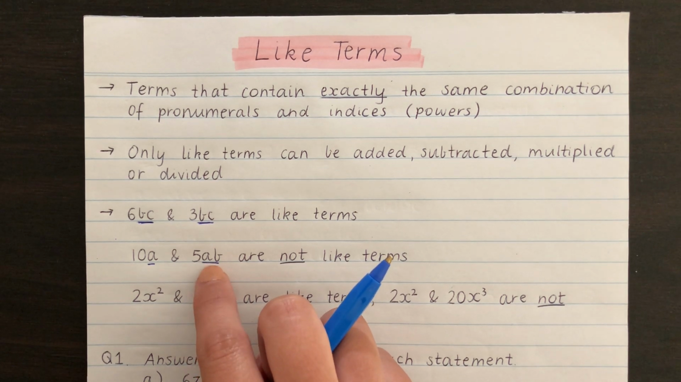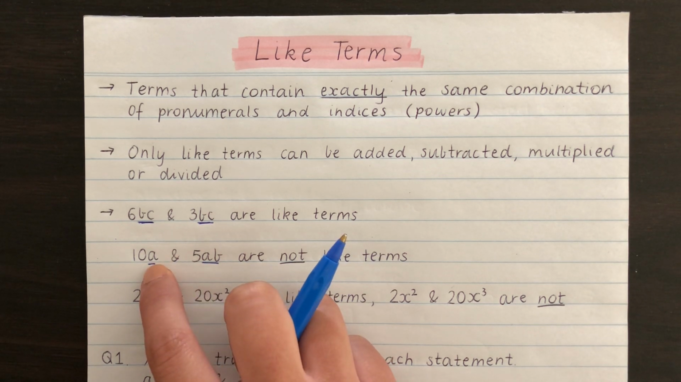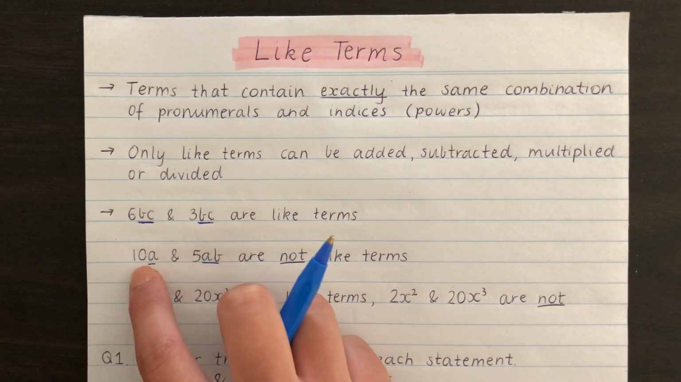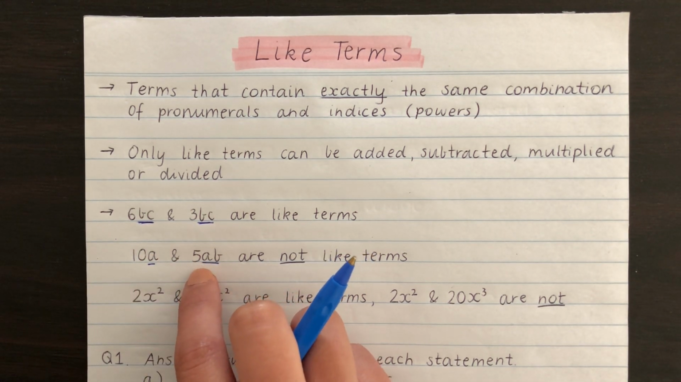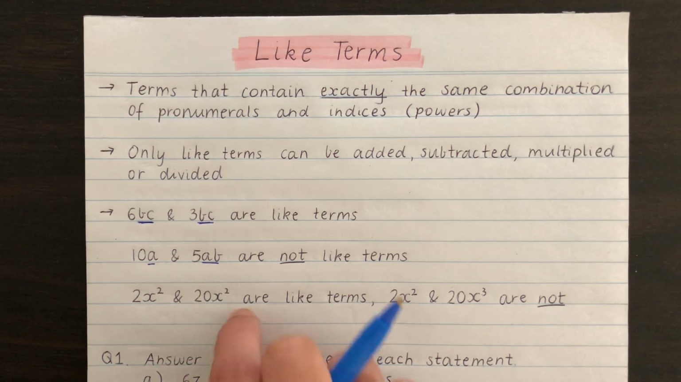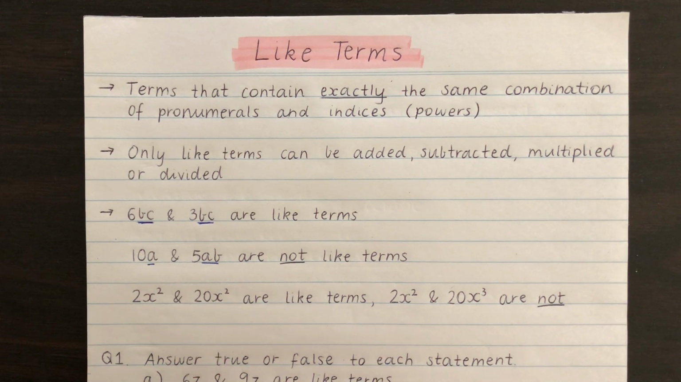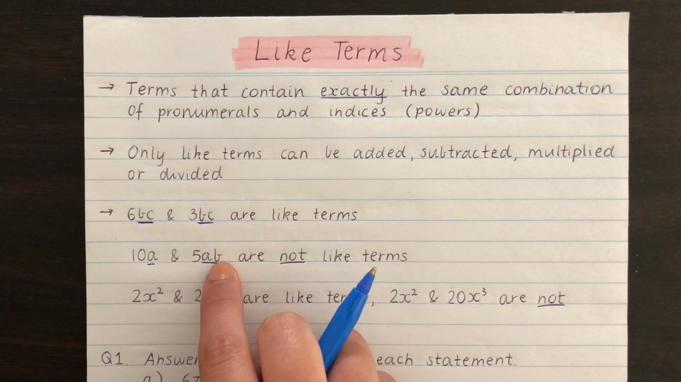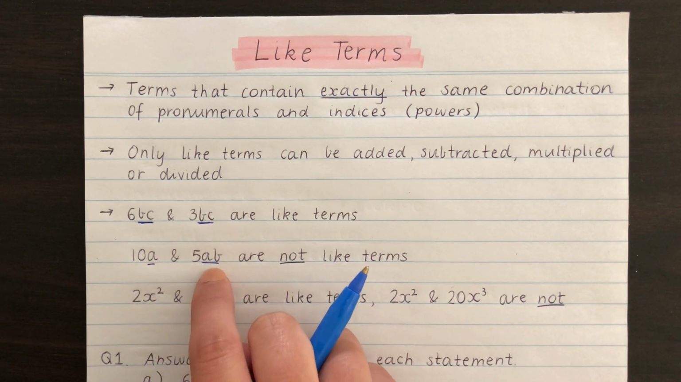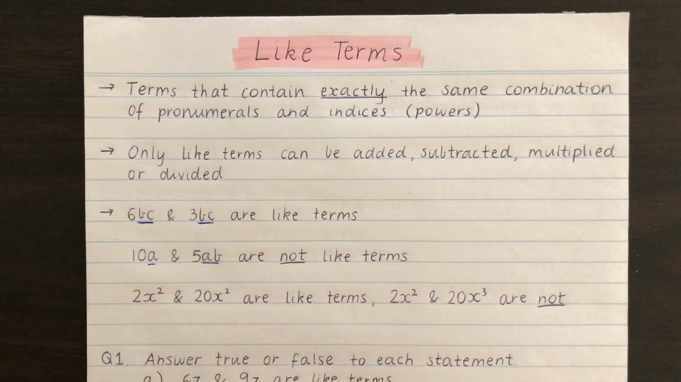So even though there is an A in here, yes, it is not exactly the same as this part over here, which is just an A. Now again, we do not care about the numbers out in front. The numbers out in front can be whatever they want to be. You need to know that in order to identify like terms, the pronumerals need to be exactly the same. And these 2 are not exactly the same because this has just an A and this has an A and a B. Okay, so they're not like terms.